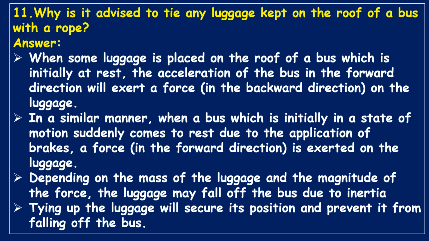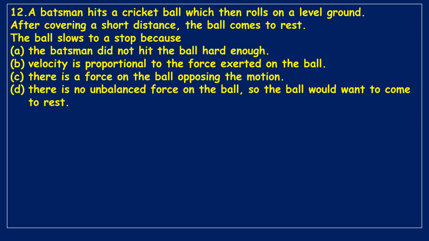Now we'll go to the next question. It's a big question here. It has four subparts. A batsman hits a cricket ball which then rolls on a level ground. After covering a short distance, the ball comes to rest. The ball slows to a stop because, after traveling some distance, the ball comes to rest. Why? They're asking different questions here.